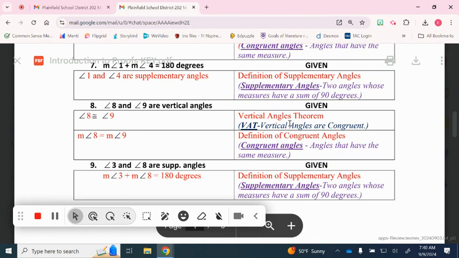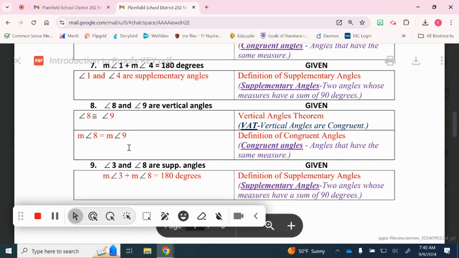Now, vertical angles have a thing, okay? Now this one, we have angle 8 and angle 9 are vertical angles, and you know by the vertical angles theorem that they are congruent to each other. Okay?